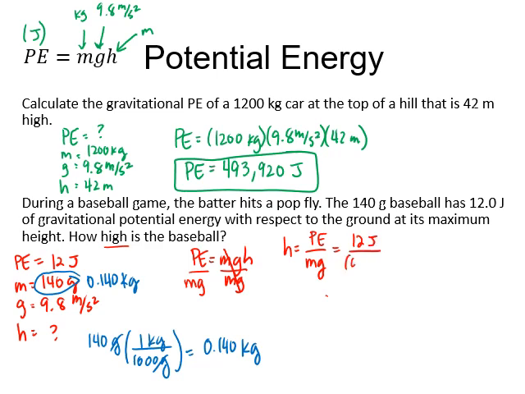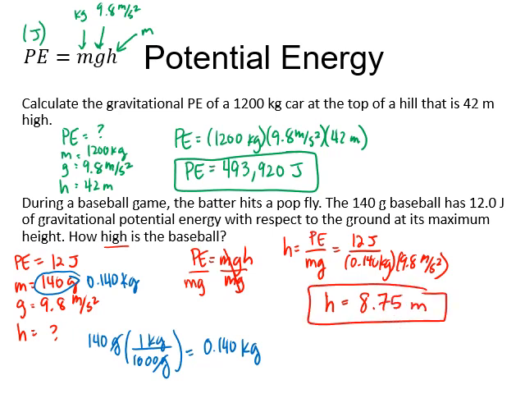And the mass is 0.14 kilograms times 9.8 meters per second squared. So here our height is going to equal 8.75 meters off the ground.